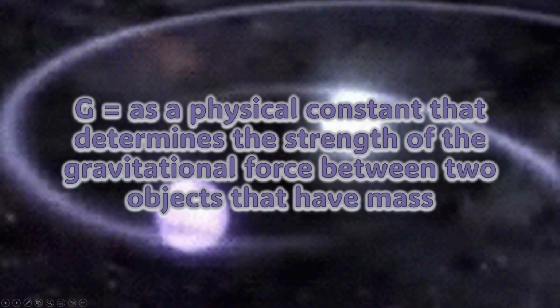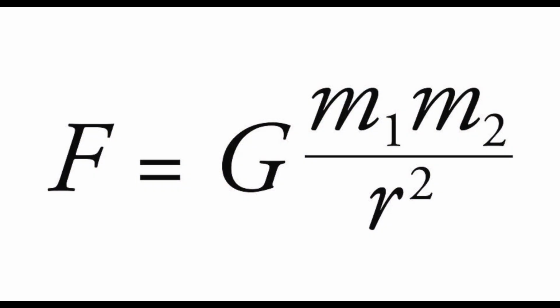Okay, now that's all covered, let's talk about capital G. Capital G represents Newton's gravitational constant. It's defined as a physical constant that determines the strength of the gravitational force between two objects that have mass. It appears as the proportionality constant that is used in Newton's law of gravitation.